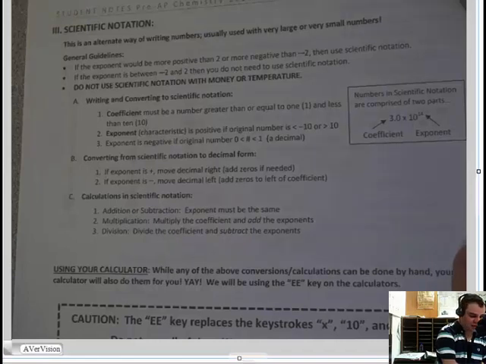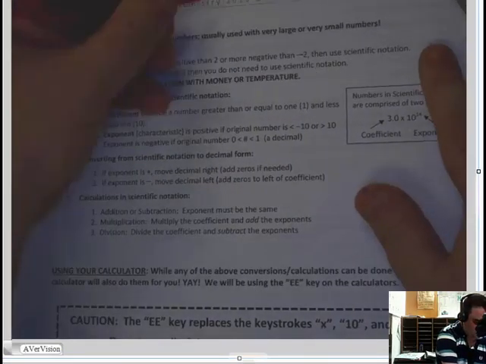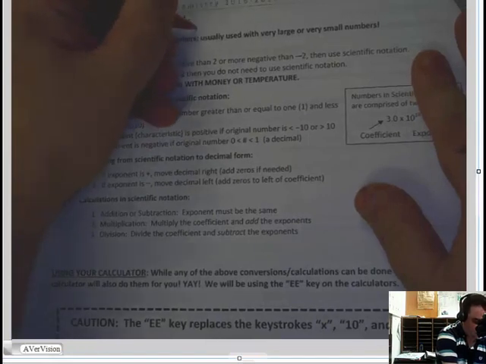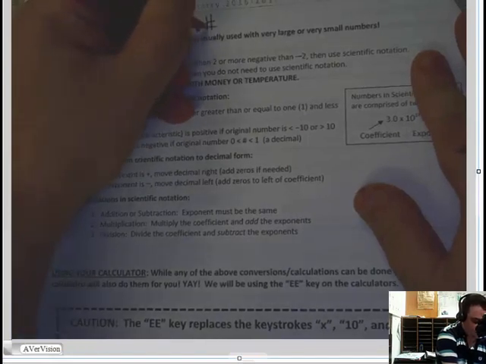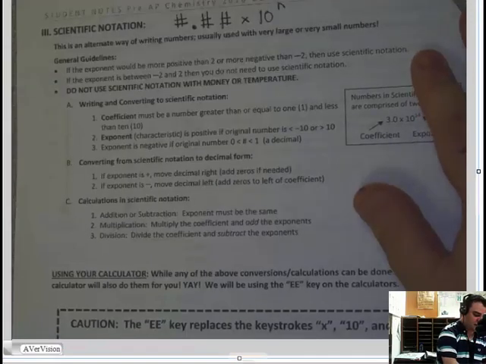Hey, Mr. Herdum here. We're going to go over scientific notation today. It's an alternate way of writing numbers, usually in very large or very small forms. Usually it is number, decimal point, number, times 10 to a power, like that.